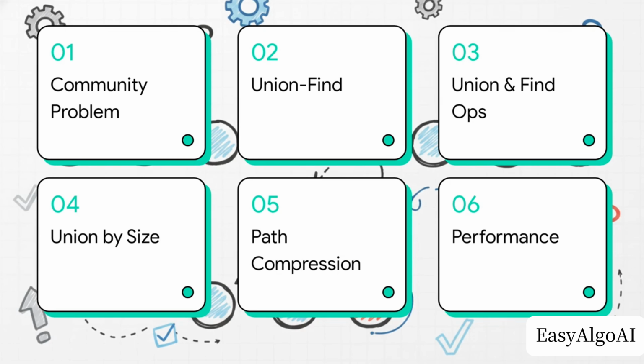Here's a quick look at our roadmap. We'll start with the community problem, introduce the union-find structure, and break down the core union and find operations. After that, we're going to level up our solution with two major optimizations, union by size and path compression, before wrapping it all up with performance and complexity.